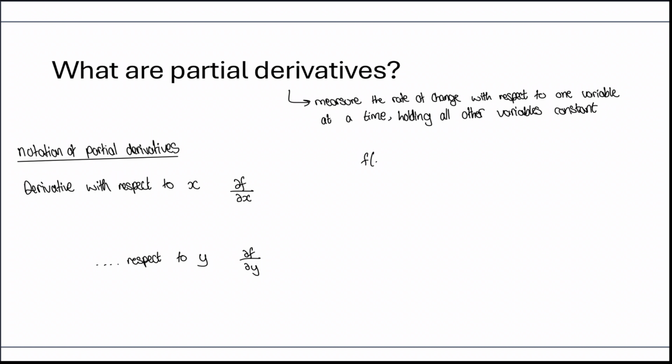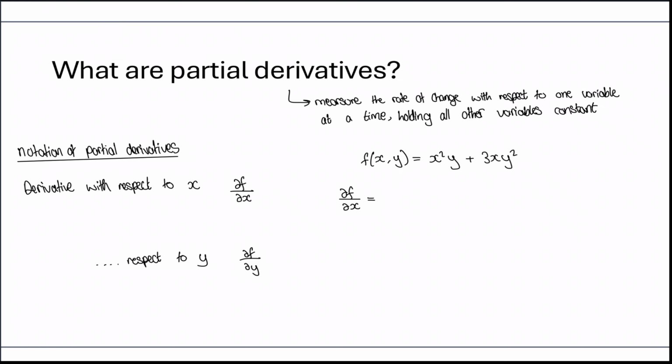So for example, if we had the function x squared y plus 3x y squared, this is an example of a function with multiple variables. In this case, it has two variables, x and y. If we were to work out the partial derivative with respect to x, we would look at this function and treat the y's as constants. So the y's are just numbers, and we would go about differentiating it.